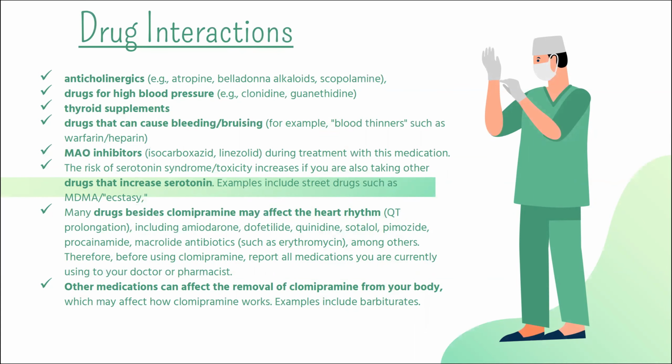Examples of drugs are given in this slide, like anticholinergics include atropine, belladonna. Drugs for high blood pressure include clonidine. Drugs that cause bleeding, like anticoagulants, warfarin, heparin, MAO inhibitors like isocarboxazid and linezolid, and serotonin. And the drugs that increase serotonin may cause toxicity, like MDMA and ecstasy. Other medications that affect the removal of clomipramine from the body include barbiturates, and drugs that prolong the QT interval include erythromycin and macrolide antibiotics, quinidine, pimozide, and a lot of other medications.